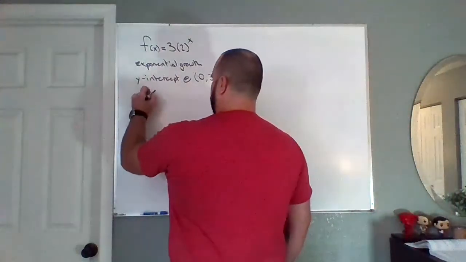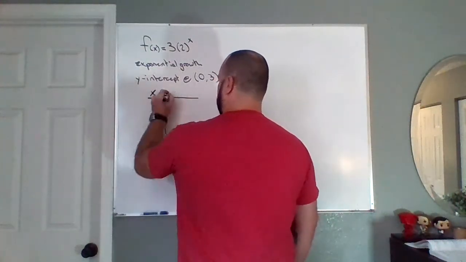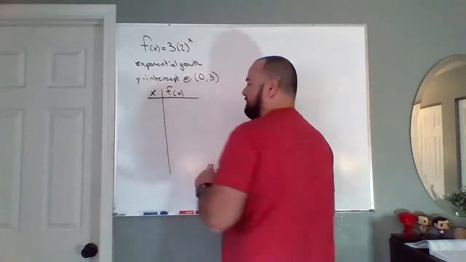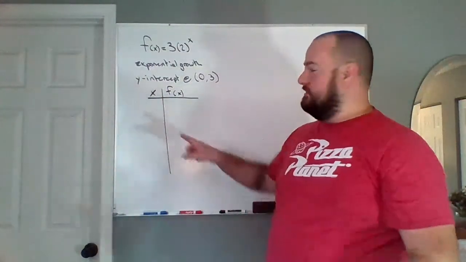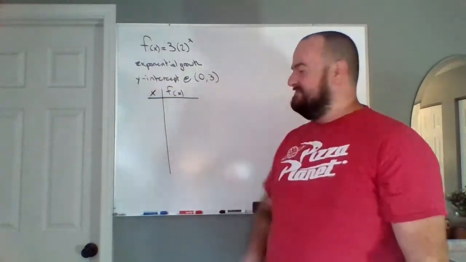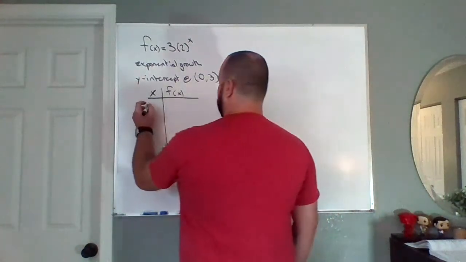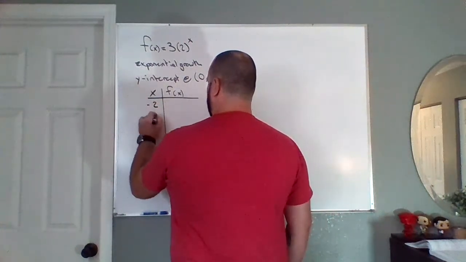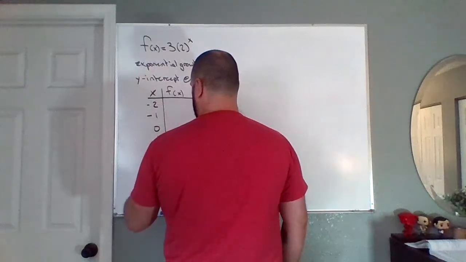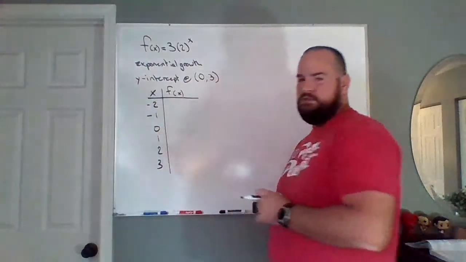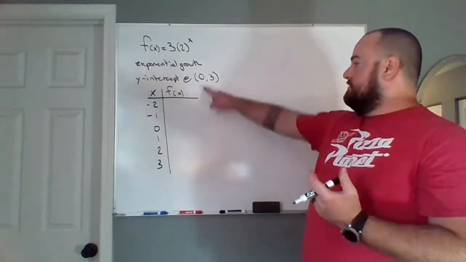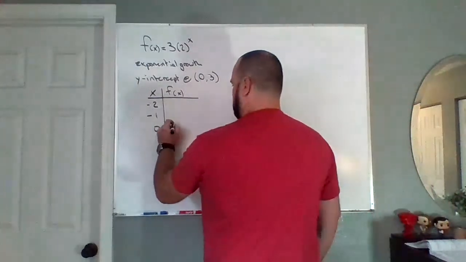I'm going to have a very simple table of x, f of x. Not x, y, because we're talking about function notation here, so we want to keep that on. Let's go -2, -1, 0, 1, 2, and 3. We already know one point: it's 0, 3, so we can fill that in.